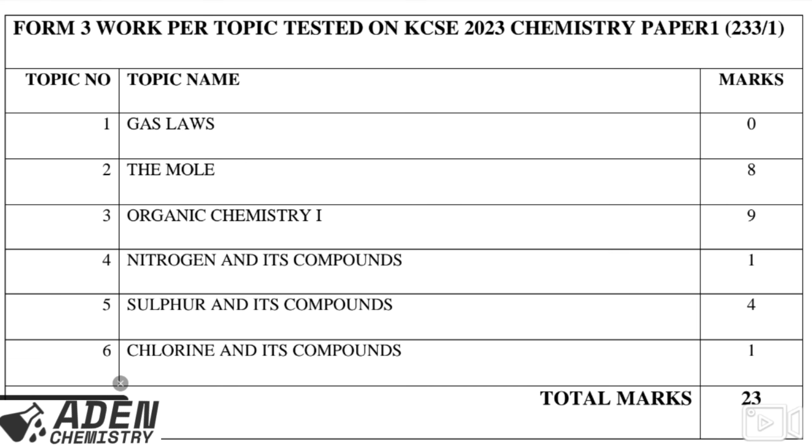Next, let's proceed to Form 3 work by topic tested on KCSE 2023 Chemistry Paper 1. Here we have the topic number, topic name, and also the number of marks tested in Chemistry Paper 1 2023. Topic 1 is called gas laws. Gas laws had 0 marks in KCSE 2023, but for KCSE 2024, the percentage for it to be tested is 100%.